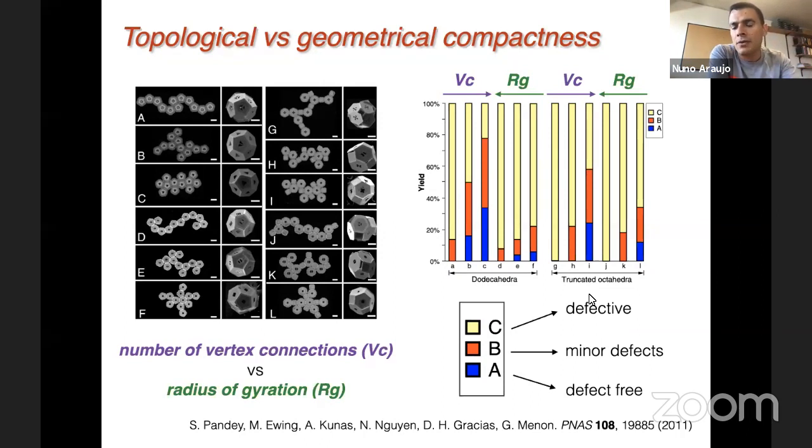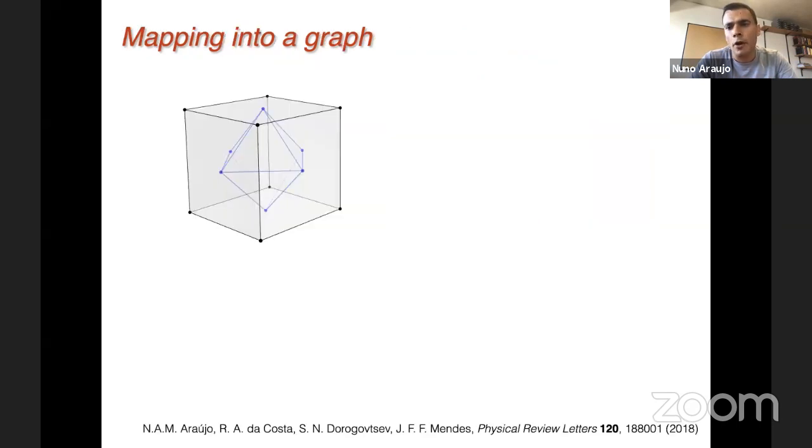Instead, what people have been doing is basically to generate configurations at random, and from those take the ones that maximize the number of vertex connections. But as you will see, this is very inefficient. And so what we did in 2018 was to show that it's possible to identify the nets that maximize the number of vertex connections in a deterministic way by mapping the problem into a problem of graphs.